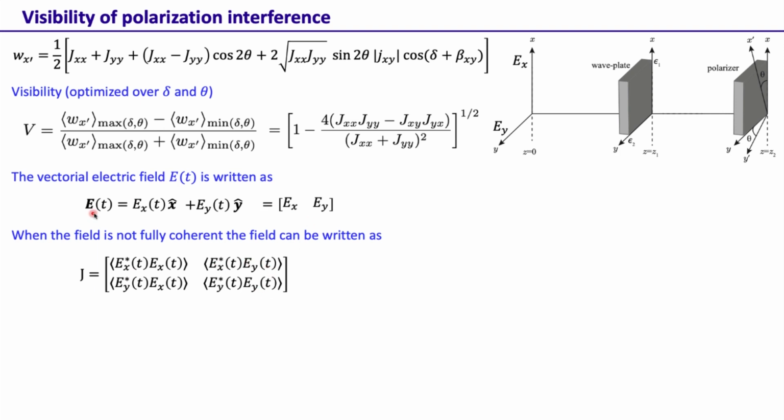So if the field is perfectly coherent, we can just write it as Ex, Ey. But if the field is not fully coherent, then we have to write it in this manner. What we are writing here is the correlation of the field with itself, Ex star Ex, and the correlation of the field with itself in the other direction, Ey star Ey. That's like the intensity or spectral density in the x direction and in the y direction. And these cross terms are Ex star Ey, Ey star Ex.